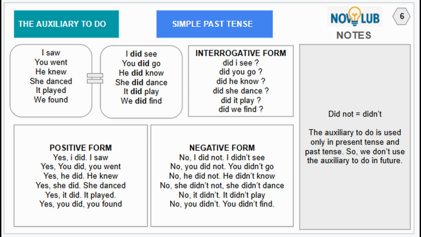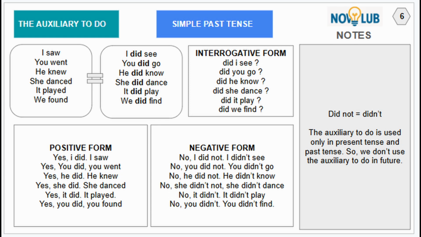To answer these questions positively, you say, for example, the question is, did I see? Yes, I did, I saw. Yes, you did, you went. Yes, he did, he knew. Yes, she did, she danced. Yes, it did, it played. Yes, you did, you found.